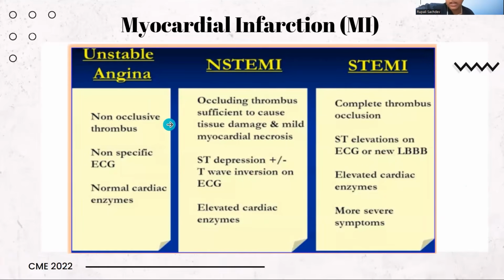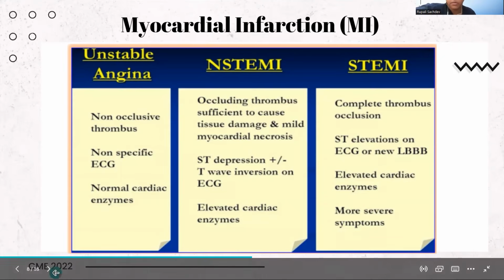In an unstable angina, there is a clot, but it is not completely occluding your vessel. Whereas in an NSTEMI, there is a clot. It is not completely occluding, but it is big enough to cause myocardial necrosis. That means it's big enough to cause the death of the myocardial cell. In an ST elevation MI, the whole thing is occluded. Your full vessel is gone. Major plumbing problem, needs to be cleared out immediately. Right? Your enzymes will be elevated, the symptoms will be more severe, and things like that.